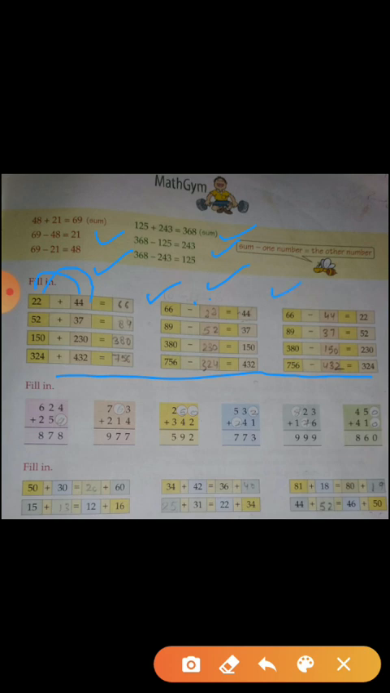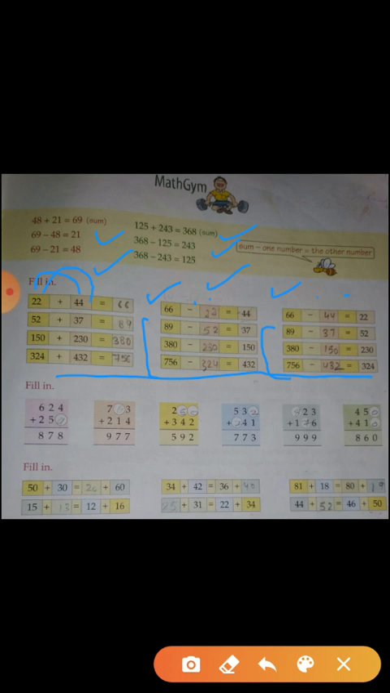Here 66 minus blank equal to 22. Here also you do the same. 66 minus 22. First you subtract the ones. 6 minus 2, 4. Now subtract the tens. 6 minus 2, 4. The answer is 44. Write it in the space given. Like this you do all parts, students. This one and this one, do in your book itself.